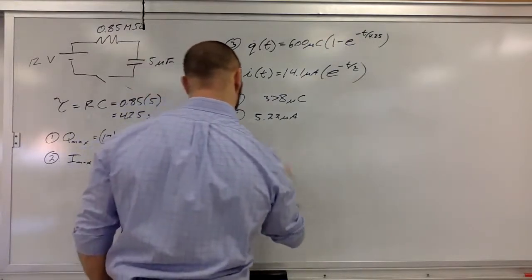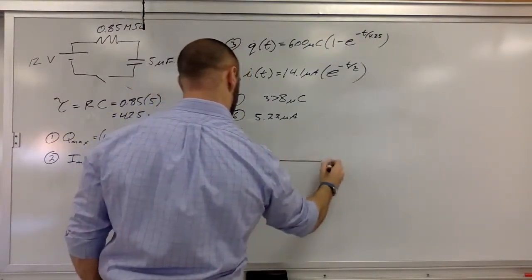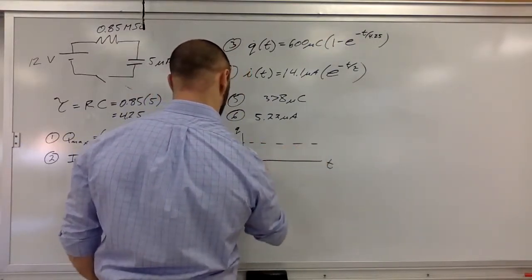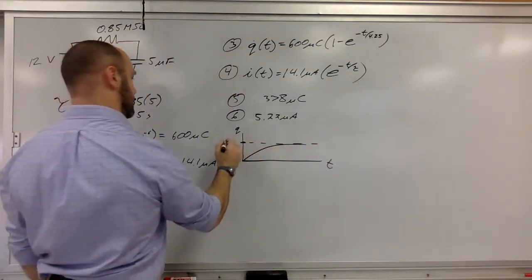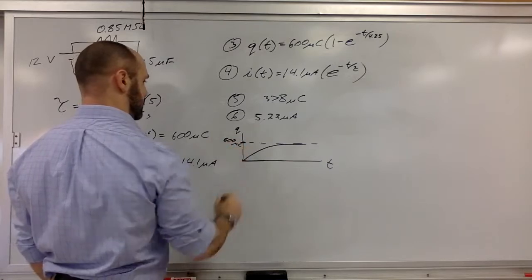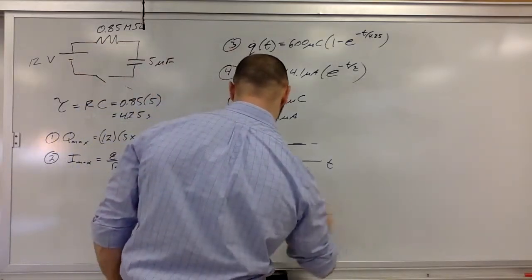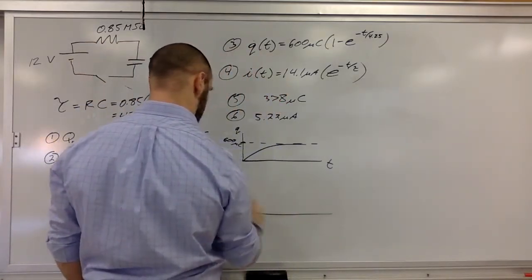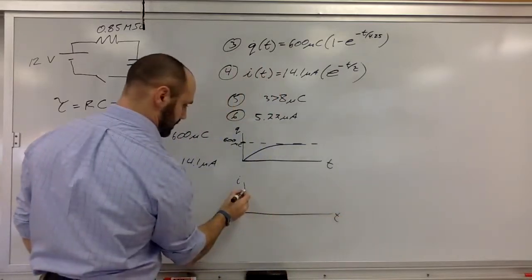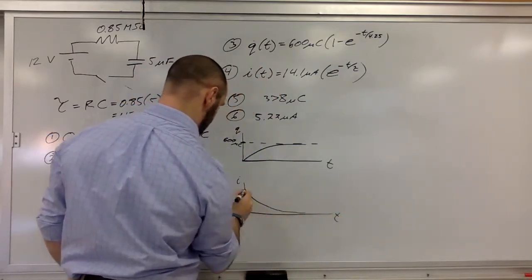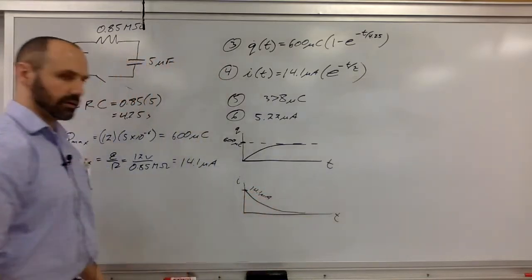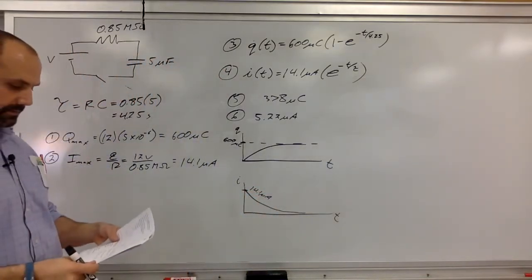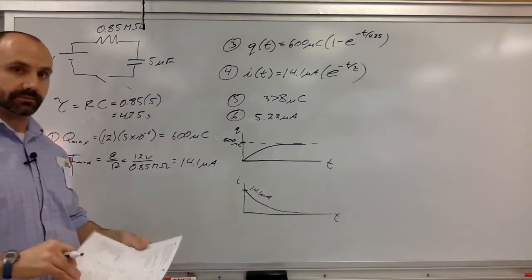Now we want the graphs. So the graph of Q versus T, charge, looks like this. Okay, and this, Q max, is 600 microcoulombs. Okay, and then the current as a function of time is going to be decreasing, and this starts off at 14.1 microamps. Okay, so that's example 2.